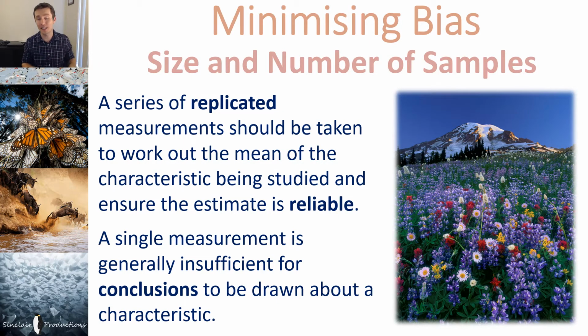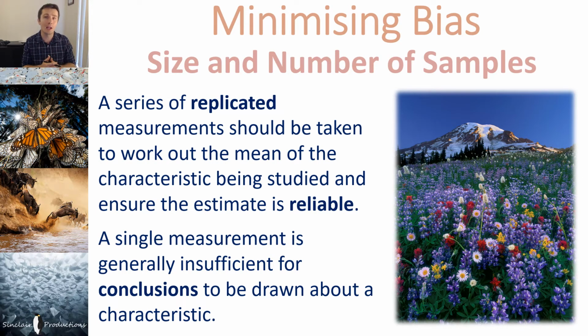So to begin with, a series of replicated measurements should be taken to work out the mean of the characteristic being studied and to ensure an estimate is reliable. So what do I mean by that? Well, if I was doing an area, I don't do one quadrat. I would do several quadrats. I would even, if time permitted, do several different transects across an area potentially, okay? And that way you've got an ability to calculate a mean.